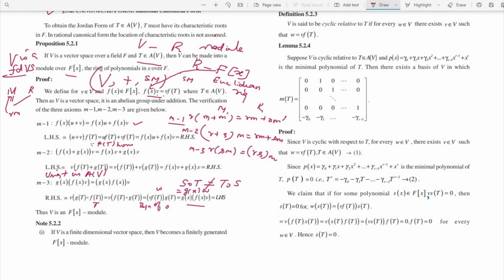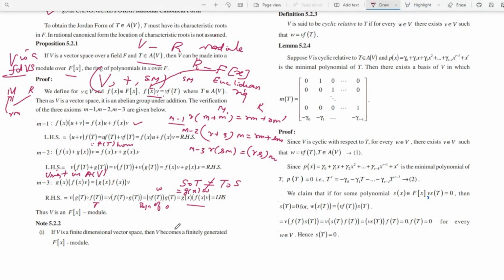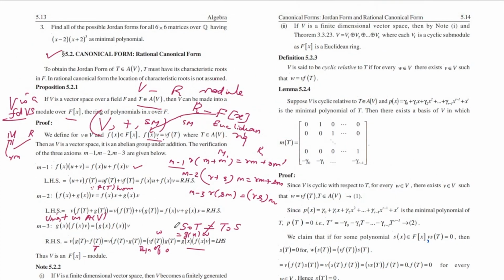So we have made our V, which is already a finite dimensional vector space, to be an F[x] module. Now because V is a finite dimensional vector space, V becomes a finitely generated F[x] module. So we have now two roles being played by our V. One is that V is a finite dimensional vector space, the other is that V is a finitely generated F[x] module.